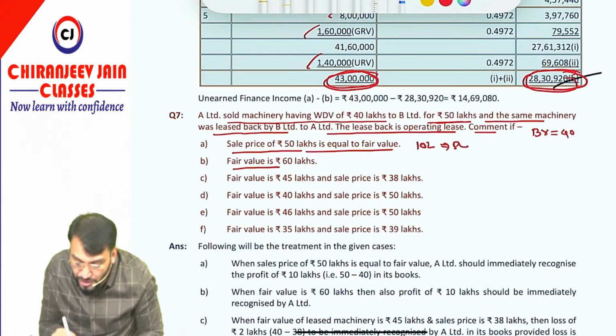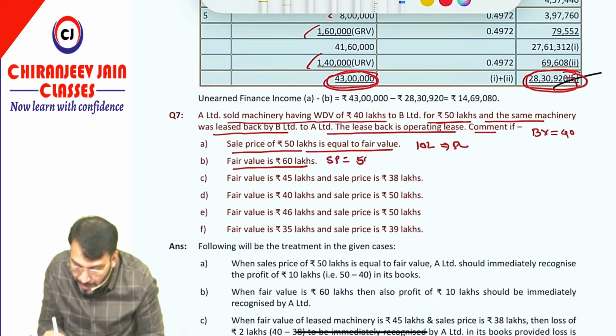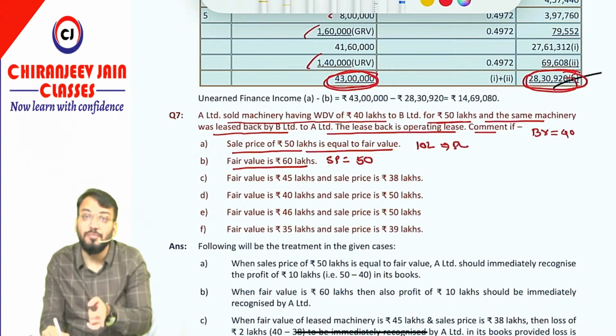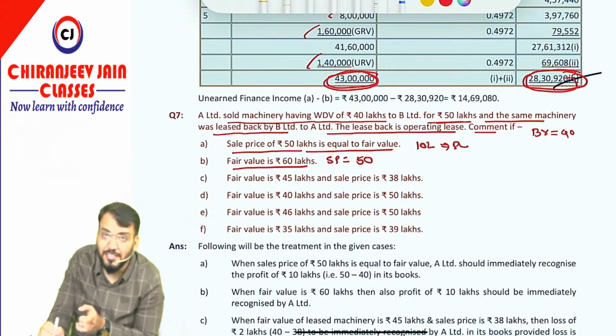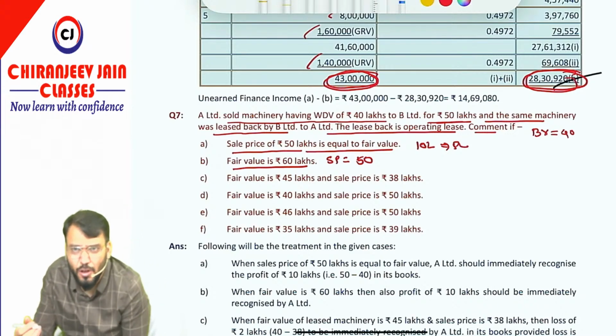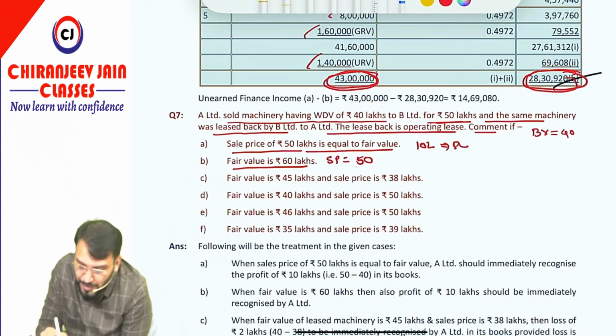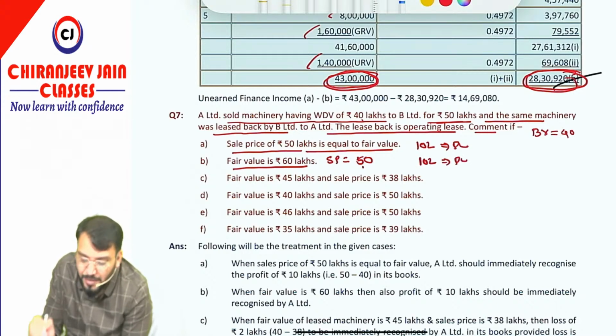Then fair value is 60 lakh and sale price is 50 lakh. So you can see sale price is less than fair value. Nothing has been given about whether loss is compensated or not. First find out gain or loss. So there is a gain, and the gain will be transferred to PL immediately. So once again 10 lakh will be transferred to PL immediately.